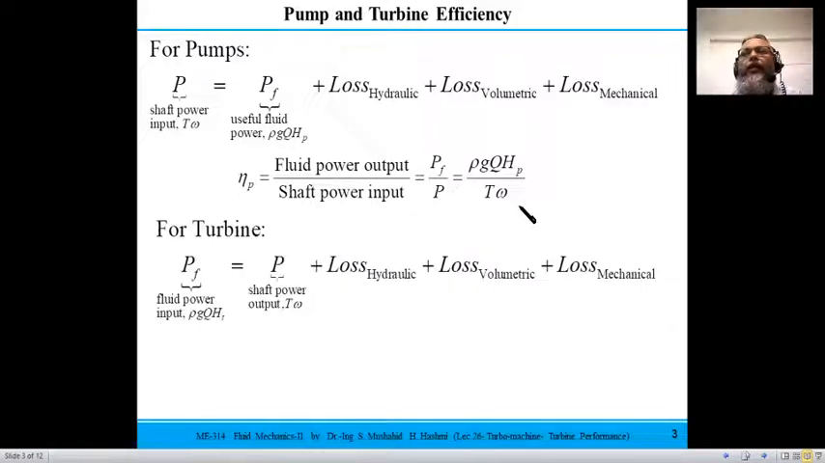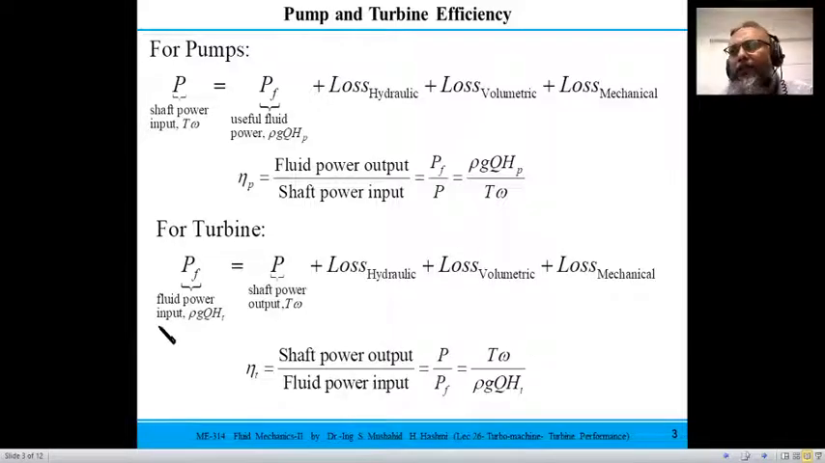The same idea works for the turbine also. In turbines, the available energy is in the form of the fluid, so that is the head available to the turbine, and that same energy is transferred to the shaft, which would be your mechanical power, T omega, which in the case of the turbine is an output. And in the case of the turbine, the fluid power is actually your input. The rest would be the same: hydraulic, volumetric and mechanical losses in the turbine too.